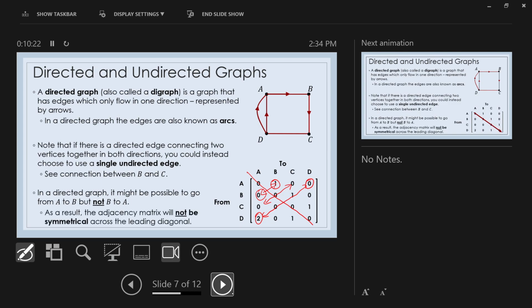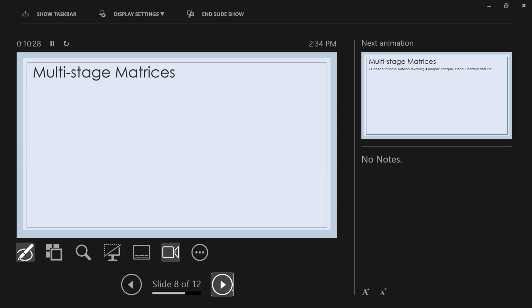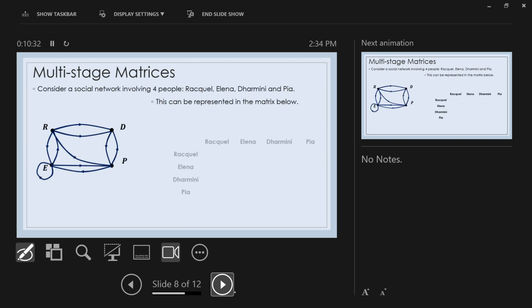Right, and as we said, it won't be symmetrical across its leading diagonal. Okay, multi-stage matrices. So if we have something like this, a directed graph, because we see the arrows, we could in fact summarize each of these.